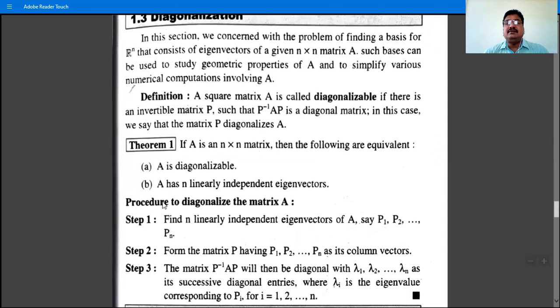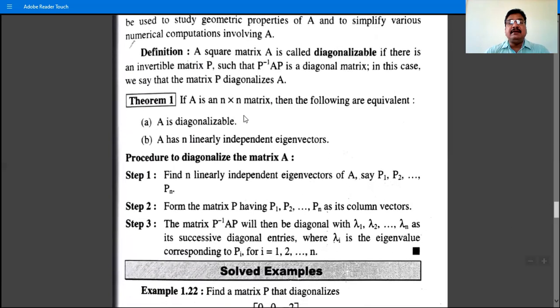When we say a matrix is diagonalizable, a square matrix A is said to be diagonalizable if there exists an invertible matrix P such that P inverse AP is a diagonal matrix. In this case, we say this matrix P diagonalizes A. So when we say the matrix A is diagonalizable, if we have some invertible matrix P so that the multiplication of these three matrices, P inverse AP, is a diagonal matrix. And this P matrix is called the matrix that diagonalizes A.